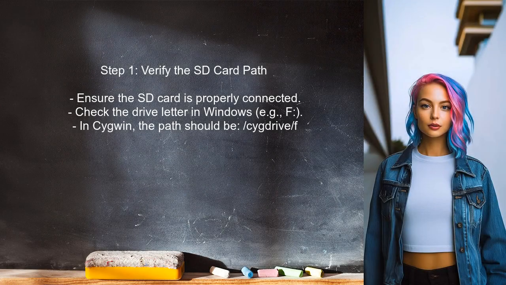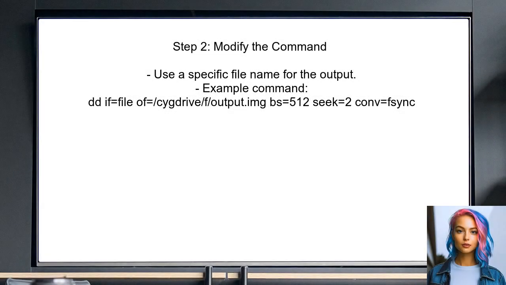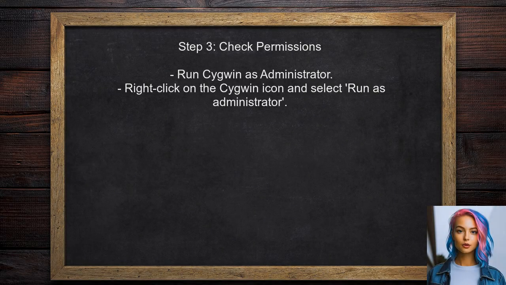To begin resolving the user's issue, we need to clarify how to correctly reference the SD card in the Cygwin environment. The user should ensure they are using the correct path format for the SD card. Next, the user should modify the command to specify the correct output file path. Instead of using the drive letter directly, they should specify a file on the SD card. Now the user should ensure they have the necessary permissions to write to the SD card. This may involve running Cygwin with administrative privileges.